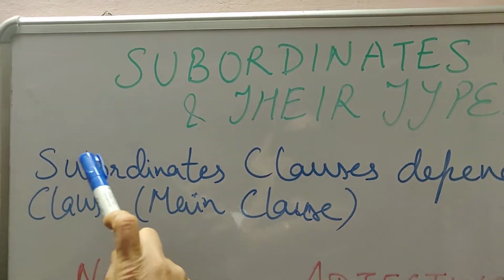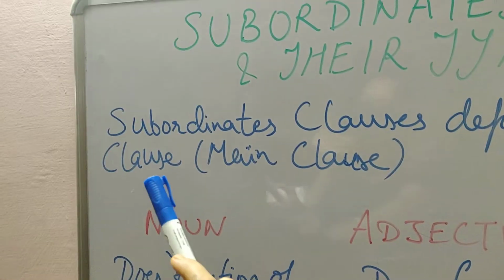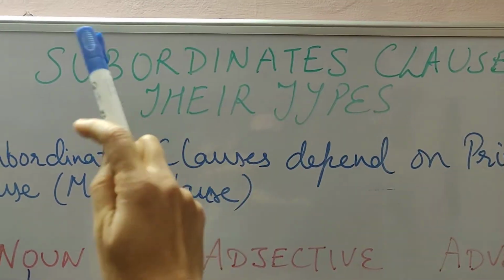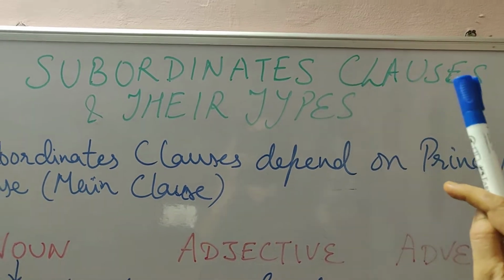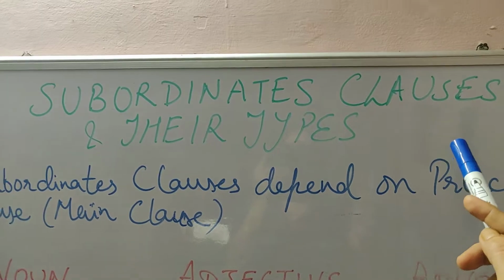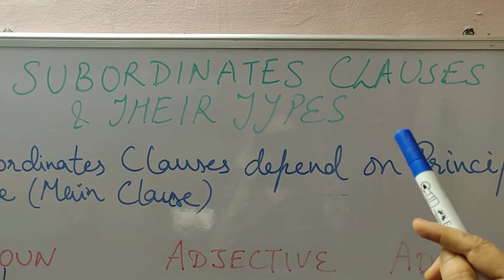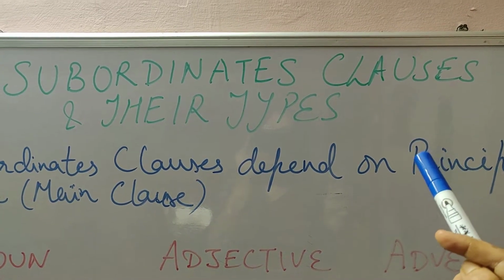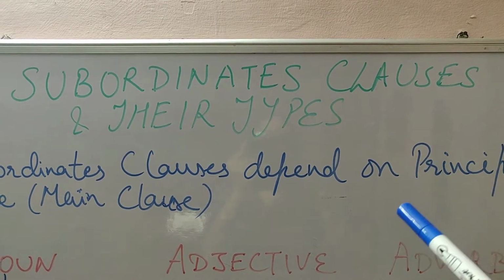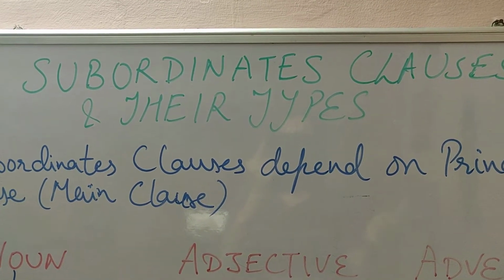So you understand first, subordinate clauses depend on the principal clause or main clause. What is a subordinate clause? A subordinate clause is a clause which depends on the principal clause for completing its meaning. For example, if I say, this is the school where I studied. So where I studied, for 10 years, also you can add to it. So where I studied for 10 years.